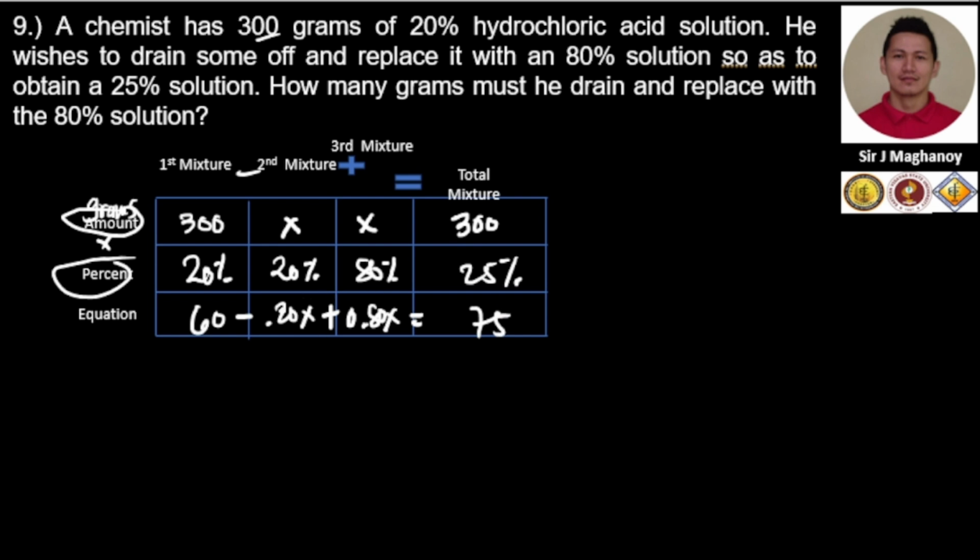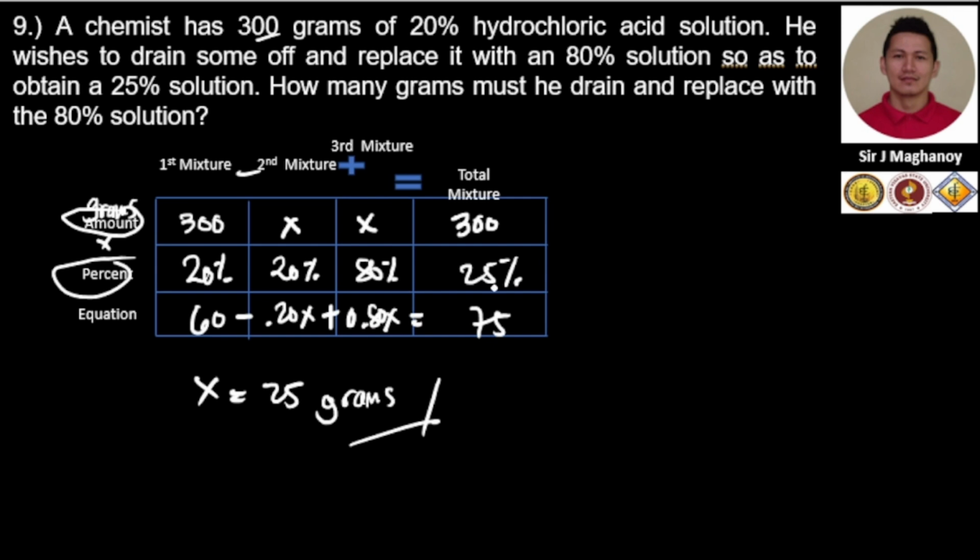So it's very obvious that we can solve for x. Use the power of your calculator, shift solve. We input the equation 60 minus 0.20x plus 0.80x equal to 75. Shift solve. Our answer is x is equal to 25. What is the unit of our x? That is in grams.